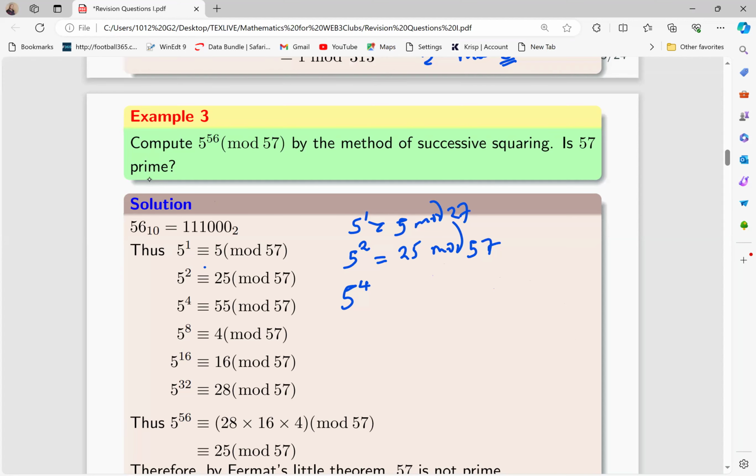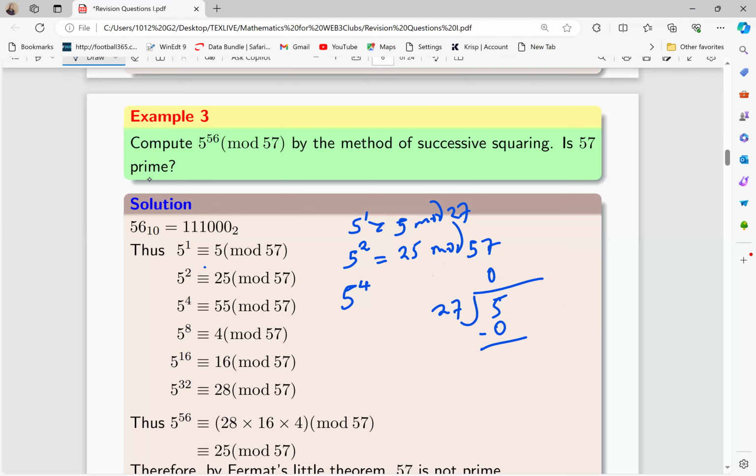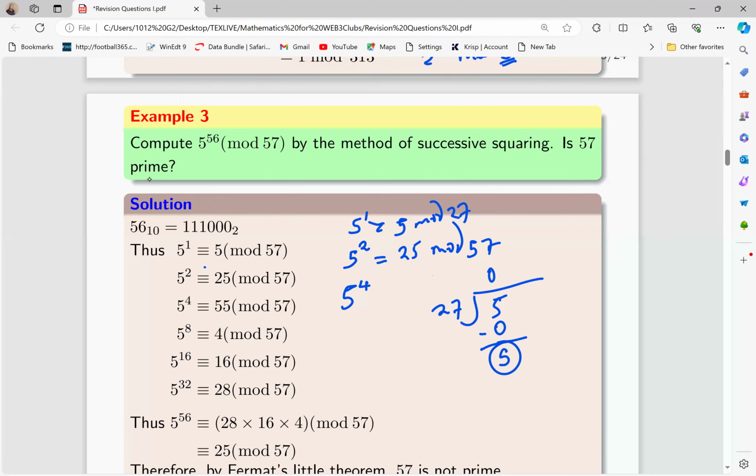The remainder is 5. Yes. That's the point. What we are saying is 27 goes into 5 how many times? 27 goes there 0 times. So the remainder is all we write. So what we are writing is just the remainders. In fact, what I wrote here was not 5 raised to 1. I wrote the remainder because I knew that 5 raised to 1 would be 5. But then I don't write that 5. I divide by 57 and write the remainder.